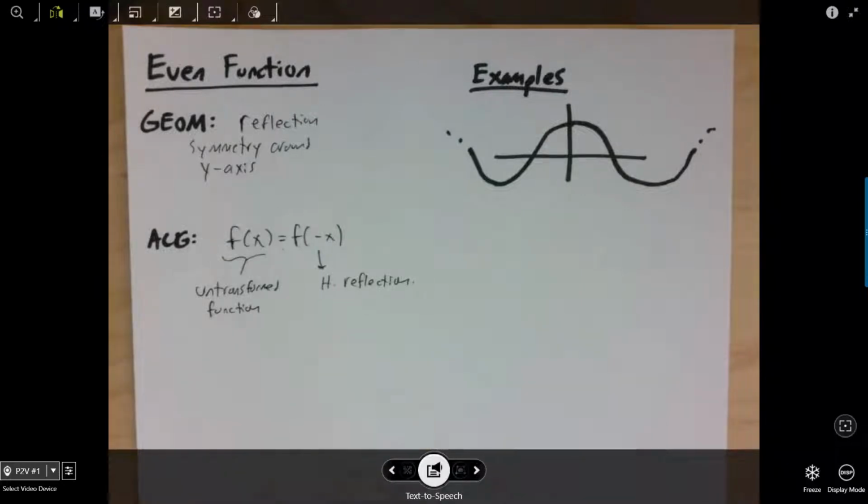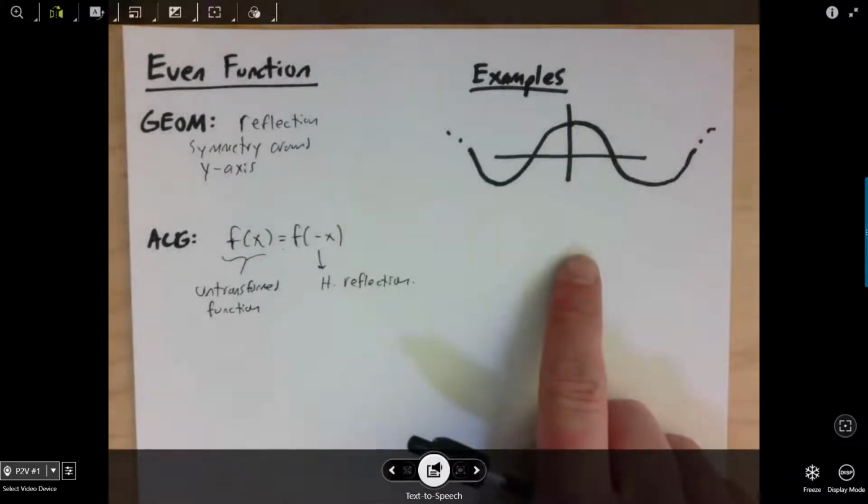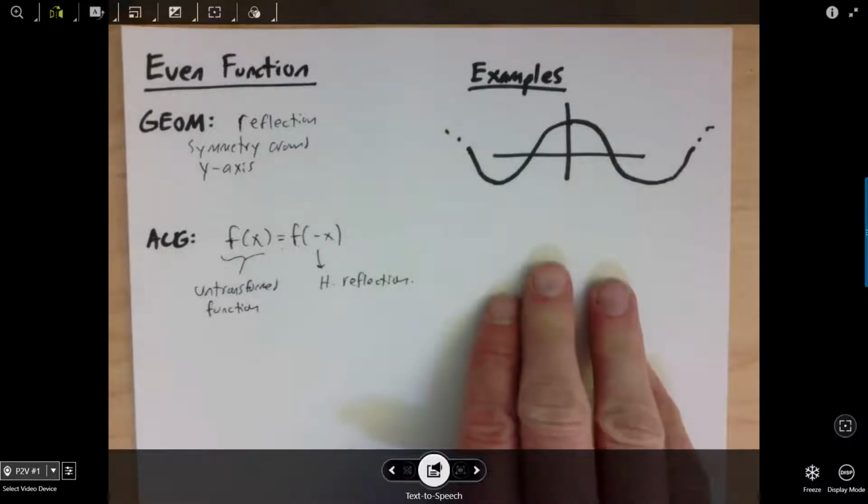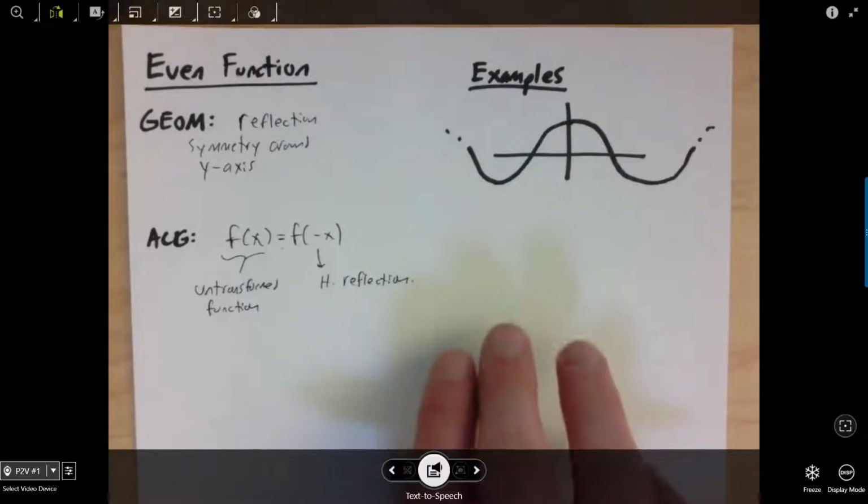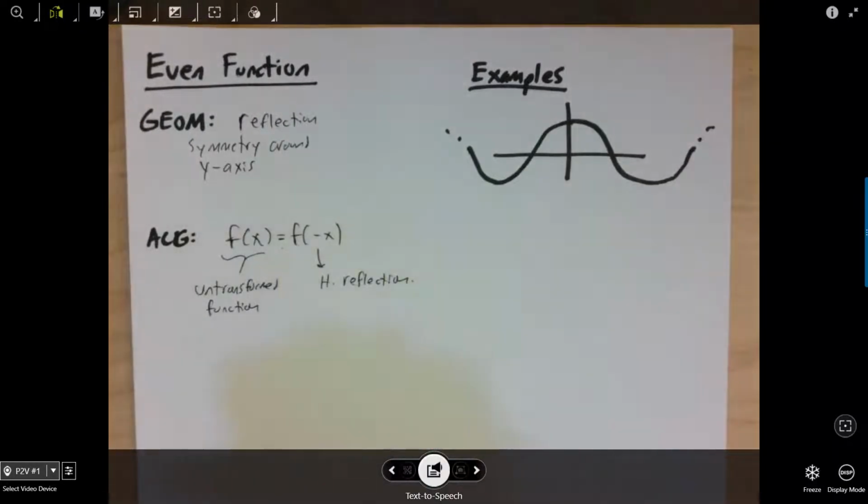Take a minute and see if you can write down a couple other examples of even functions. And it might be nice to even see if you could come up with a function whose graph you don't immediately know what it looks like, but you could for sure know that it was even. So pause the video and think for a minute.